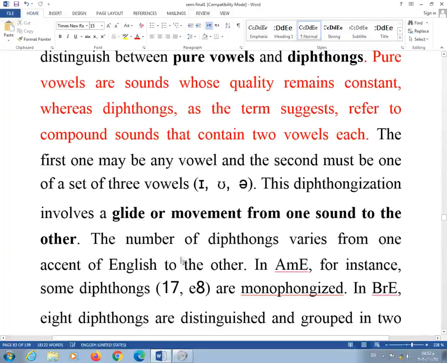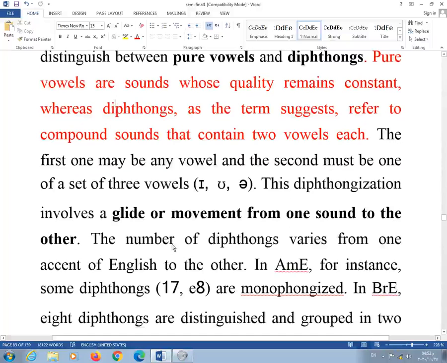Okay? And what's diphthongization? It involves a glide or movement. We move from one sound to another. So we made the glide, the transition, from one sound to another. So what did we do? Diphthongization. So what's diphthongization? It's a glide or movement from one sound to another.